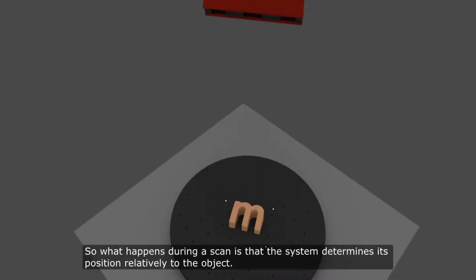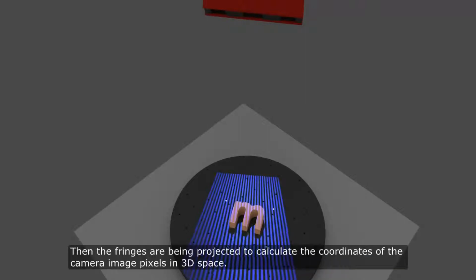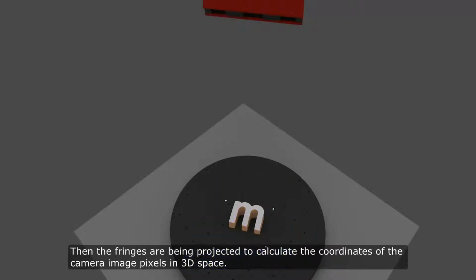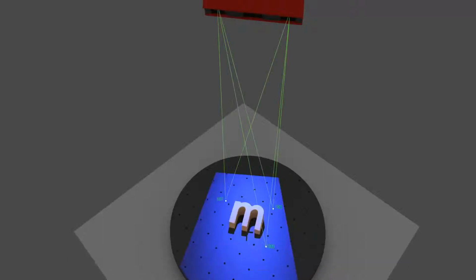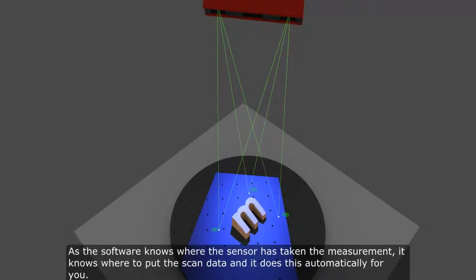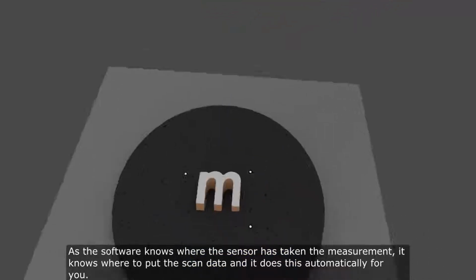So what happens during a scan is that the system determines its position relatively to the object. Then the fringes are being projected to calculate the coordinates of the camera image pixels in 3D space. As the software knows where the sensor has taken the measurement, it knows where to put the scan data and it does this automatically for you.